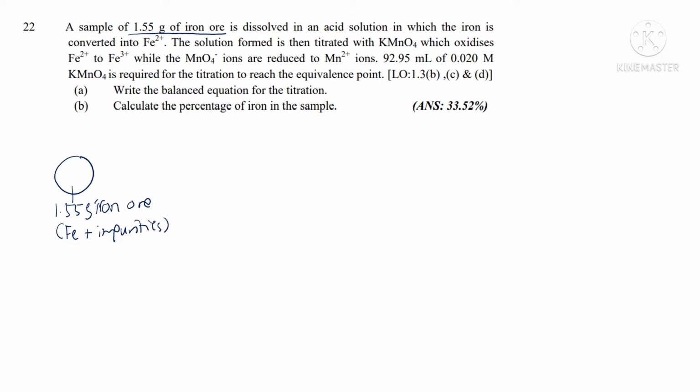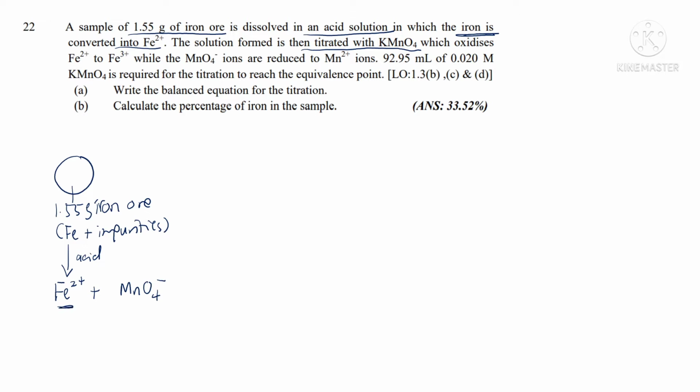And then when this iron ore dissolves in acid, all the iron inside the iron ore is being converted to Fe2+. So it means that when it dissolves in acid, all is converted to iron 2+ ion. And this iron 2+ ion is titrated with KMnO4. So I exclude potassium ion here because the potassium ion is the spectator ion, won't be involved in the reaction. So only the permanganate ion will react with iron 2+ ion.